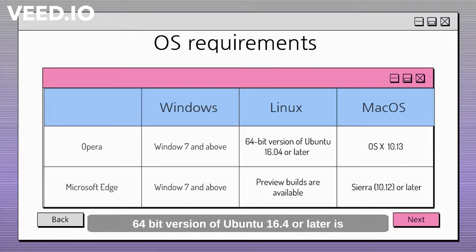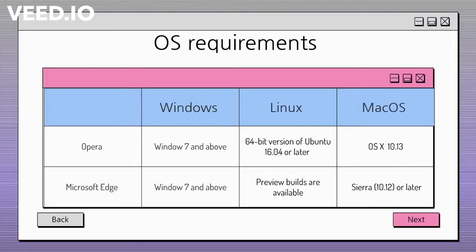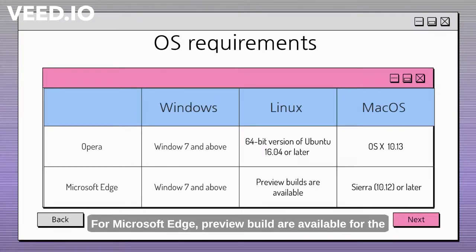Opera requires a 64-bit version of Ubuntu 16.4 or later as the minimum requirement to install into the device. For Microsoft Edge, preview builds are available for the user to download the web browsers in the device.